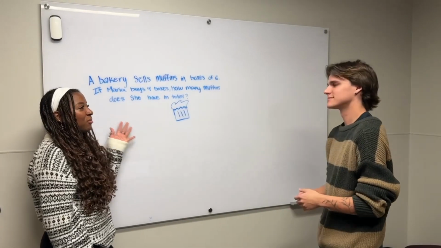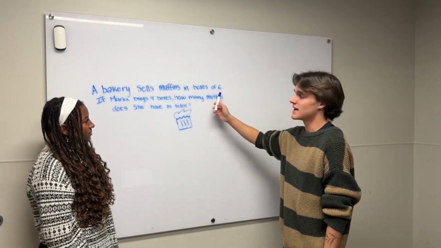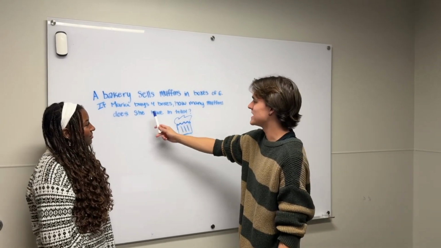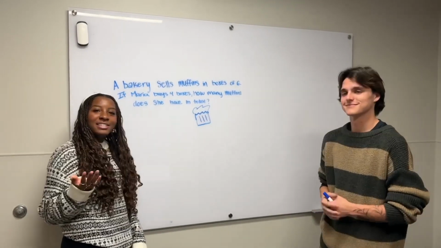After reading the problem, what do you already know? Well, I know each box has 6 muffins, and if Maria buys 4 boxes, all I need to know is how many she has in total. Now you're getting it. Let's move on to step 2, devising a plan.